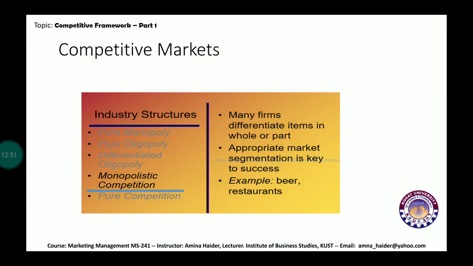Monopolistic competition. Many firms differentiate items in whole or part. Appropriate market segmentation is the key to success. For example, many restaurants follow monopolistic competition. Here, there are many suppliers and the barrier to entry are low. However, the supplier tried to achieve some price advantage by differentiating their product from other similar products.